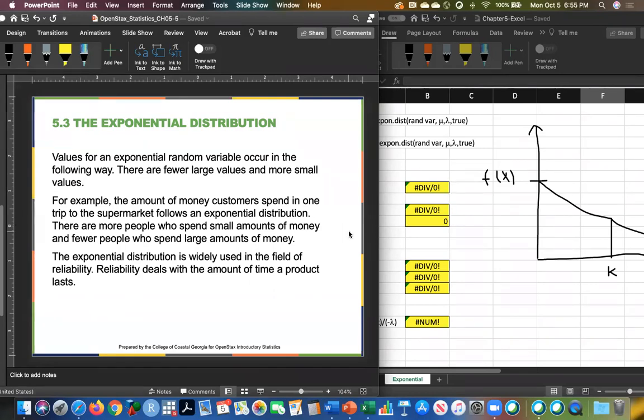So for example, the amount of money customers spend in one trip to the supermarket follows an exponential distribution. There are more people who spend small amounts of money and fewer people who spend large amounts of money. The exponential distribution is widely used in the field of reliability. Reliability deals with how long a product is going to last. I think that makes sense if you are a computer maker, producing cars or producing anything. You want to know the probability that your product is going to last for the next couple of months, years, or something like this, right?